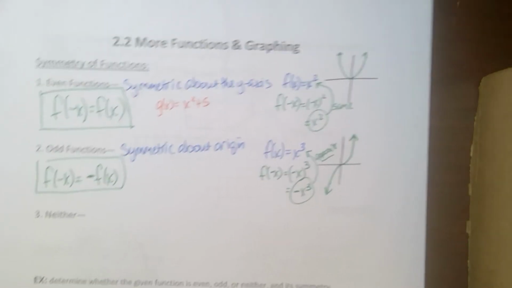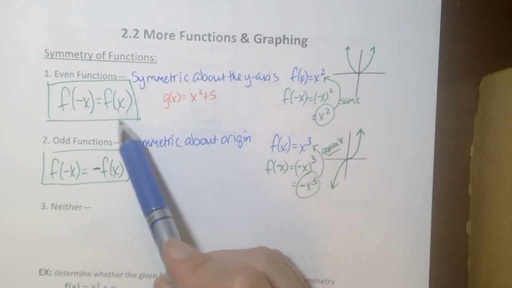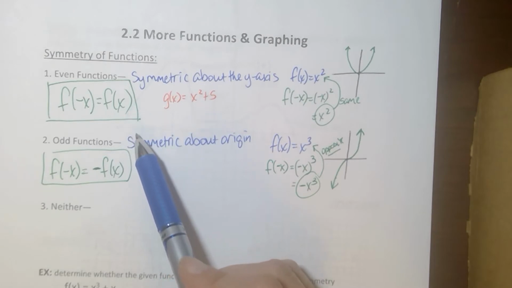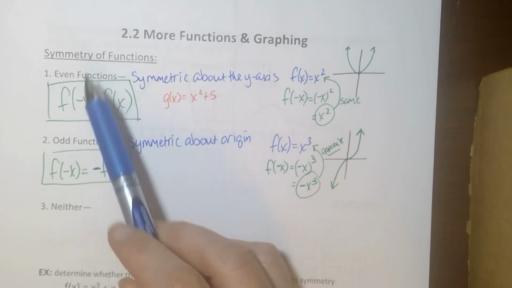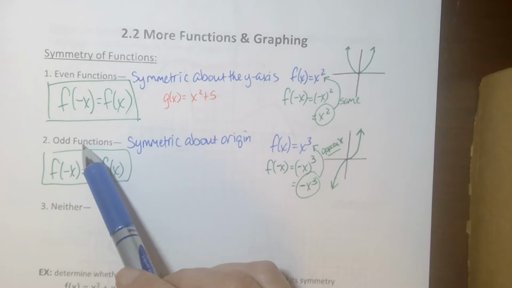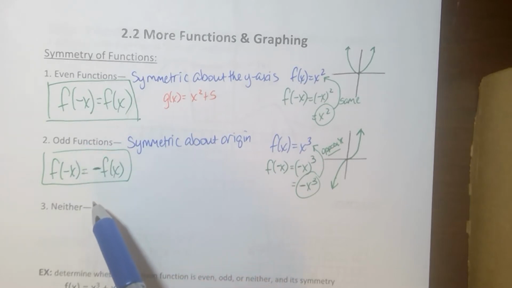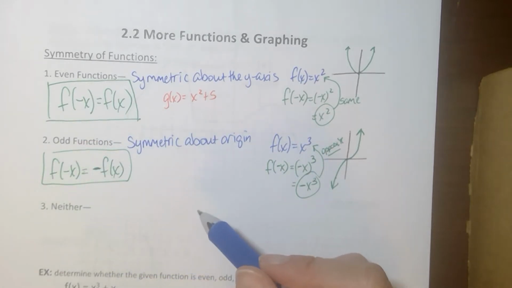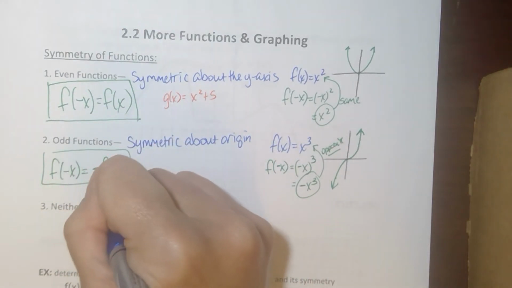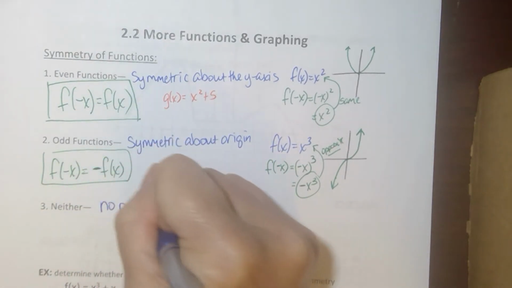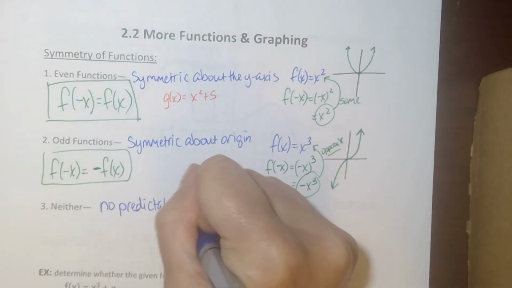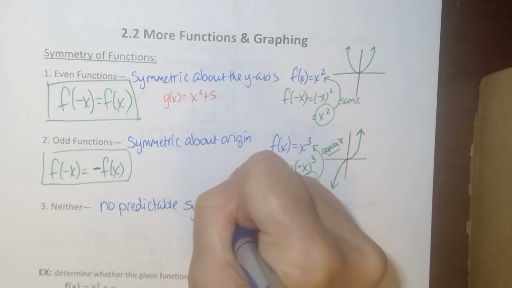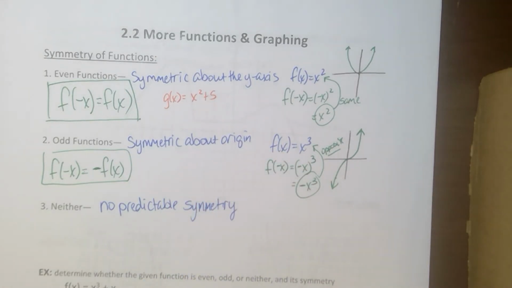Now, if I plug in a negative x, and some things change but some things don't, that tells me it's neither even nor odd. But that doesn't say that it has no symmetry. What that says is that we have no predictable symmetry, at least not according to this test, which is the one we're interested in. No predictable symmetry.